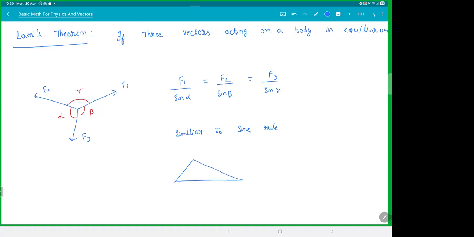We will not use this anywhere in physics. We have better methods. You can use this, but I won't use it anywhere. So this is A by sine A, and B by sine B is equal to C by sine C. What we did before is more superior.